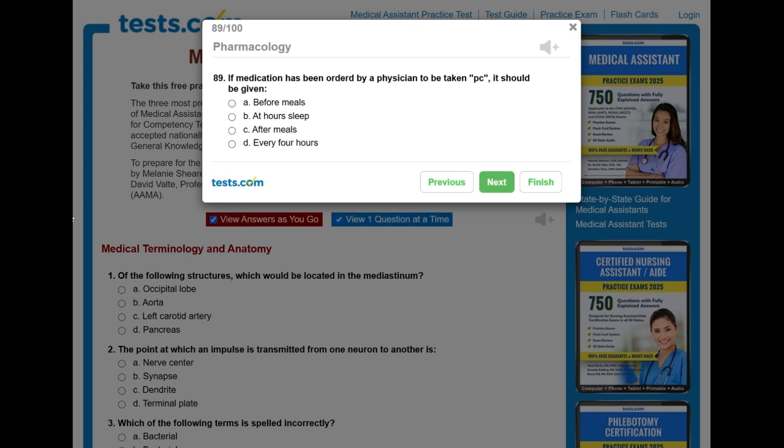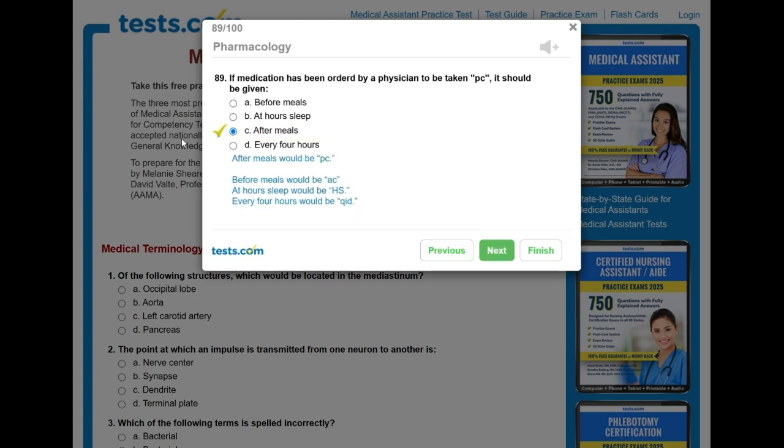Question 89. If medication has been ordered by a physician to be taken PC, it should be given A. Before meals, B. At hours of sleep, C. After meals, D. Every 4 hours.